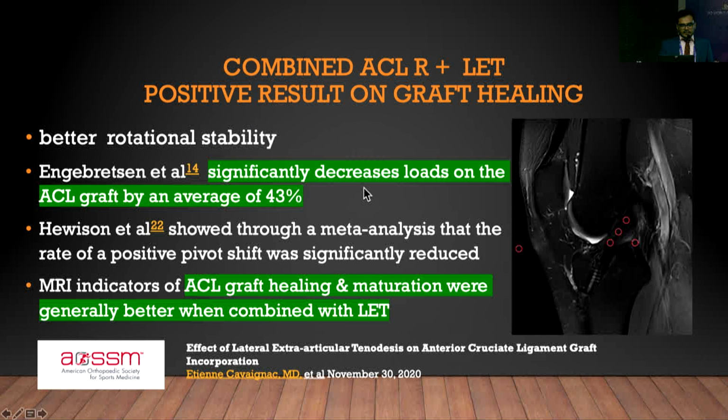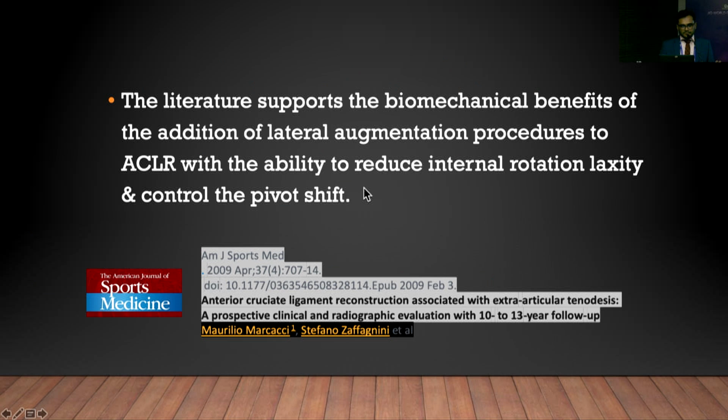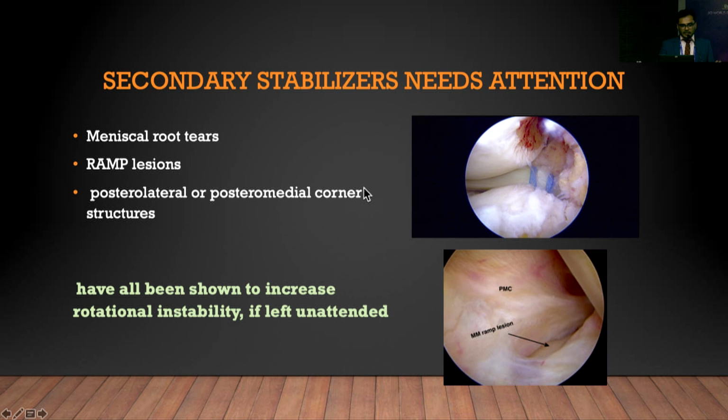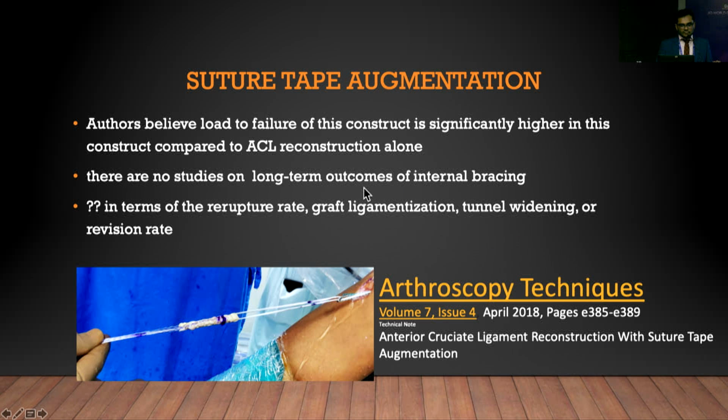The combined ACLR and LET have shown a very positive effect even on the graft healing and the graft maturation, because they provide mechanical extra strength to the ACL reconstruction. So the ACL reconstruction healing and maturation also have become better. So the literature supports the addition of the lateral augmentation procedure to your ACL reconstruction. And of course, we have to take care of the meniscal root, the ramp lesions, and the corner injuries, because if any of these are not addressed, it will lead to residual instability.